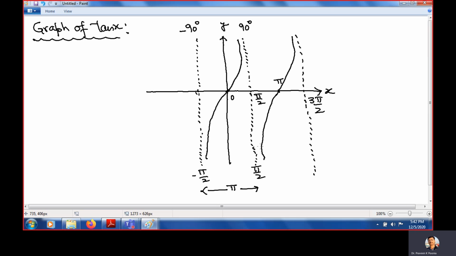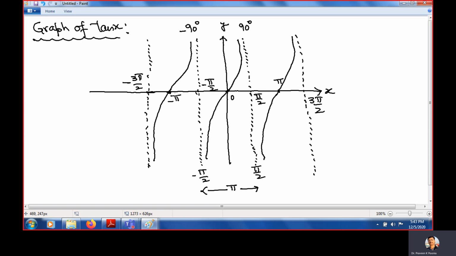Like this one. And if you want to draw on the negative side also, what is this? This is minus pi upon 2. Minus pi upon 2 and minus pi, this means it will be minus 3 pi upon 2. And it will start here and will move here and it will be here. This is minus pi. Clear?